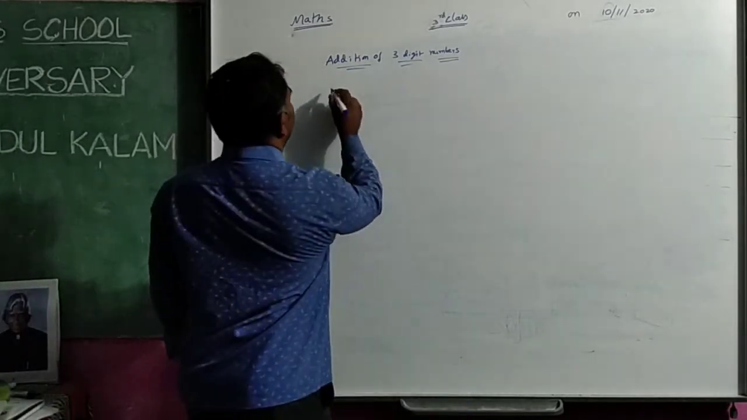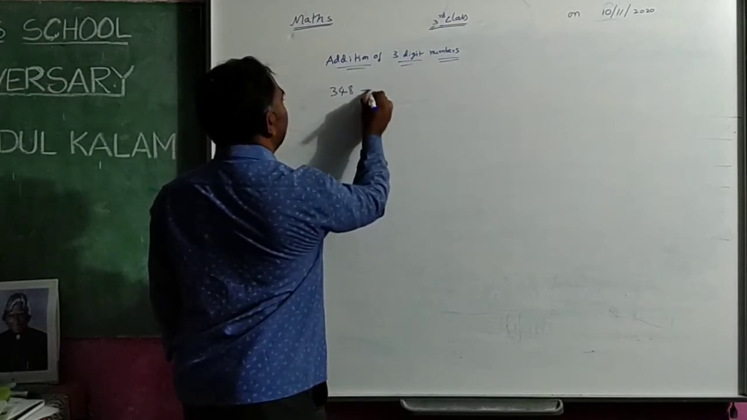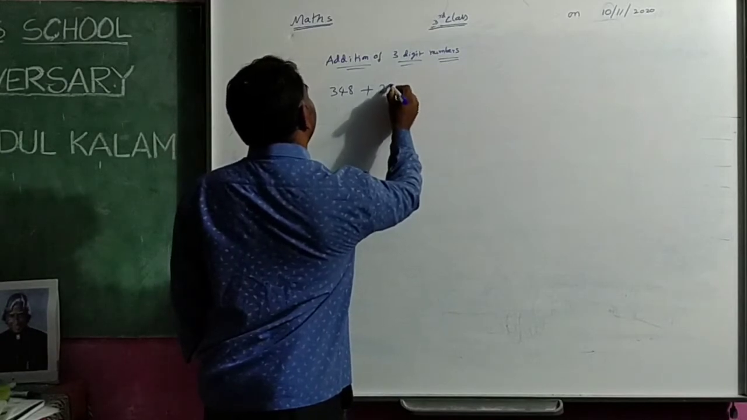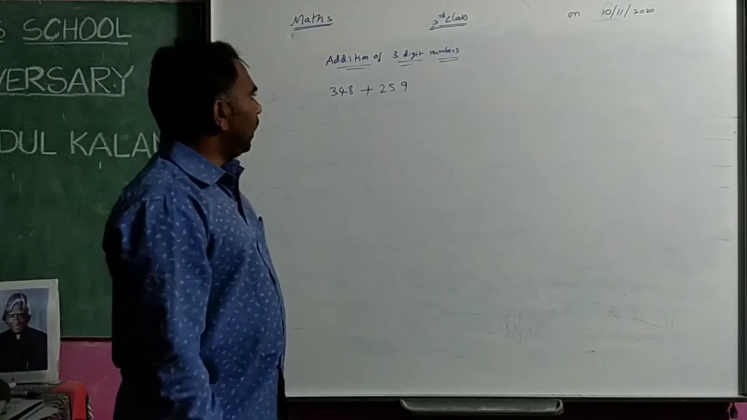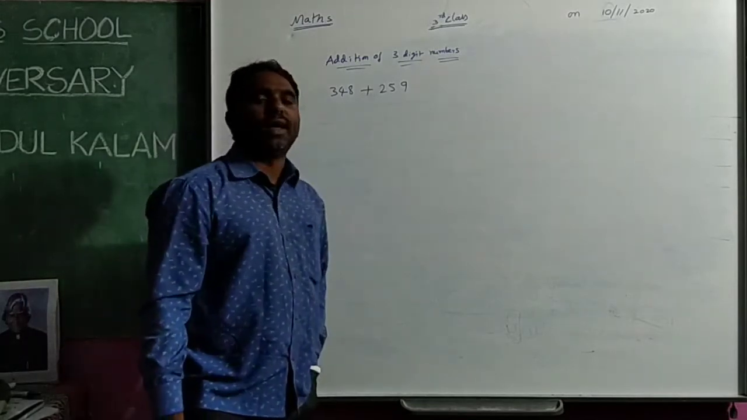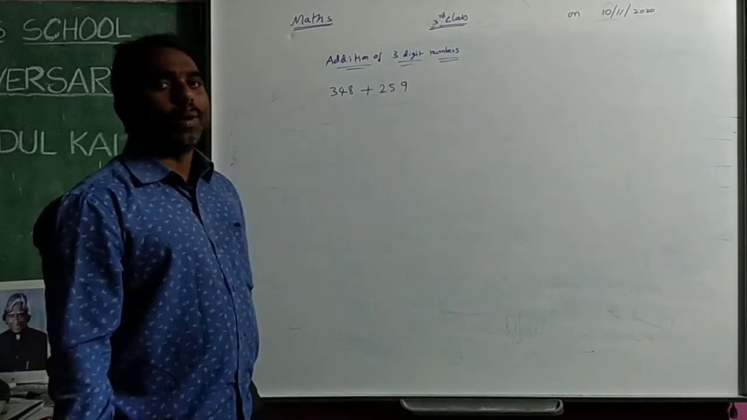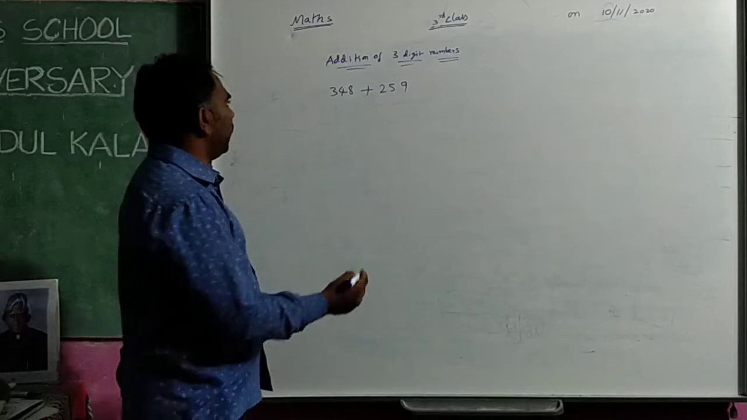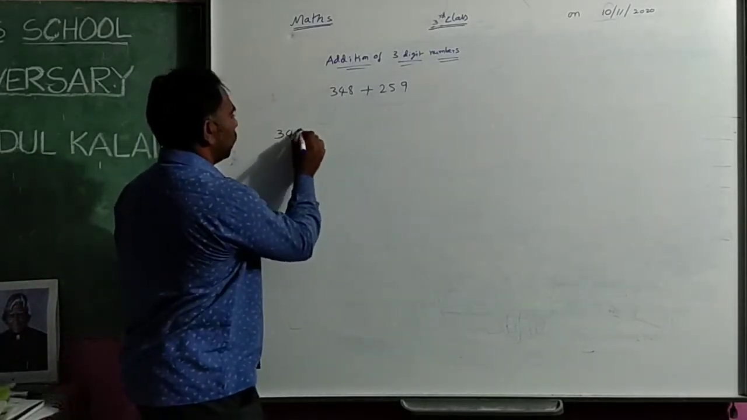Suppose I have said to you, add 348 plus 259. 348 and 259. So this is my question. Then how do you do practically? So this is very, you know very well, even though you tried. First you will take the 348.